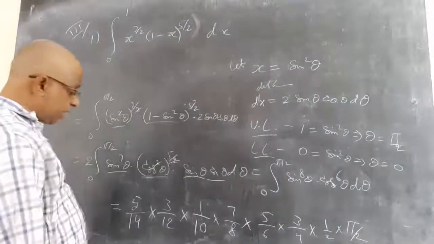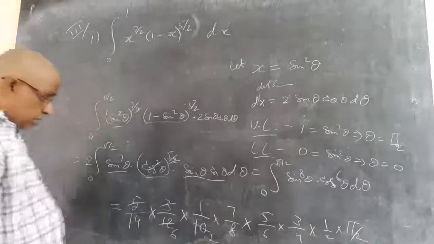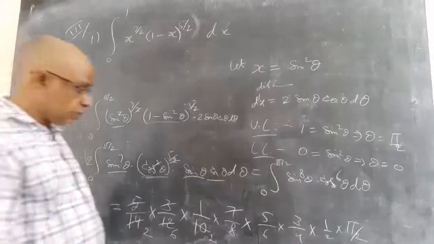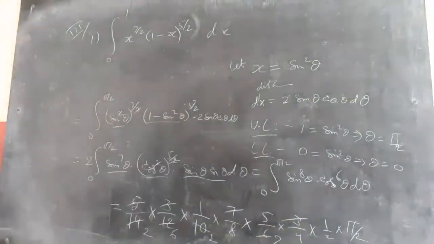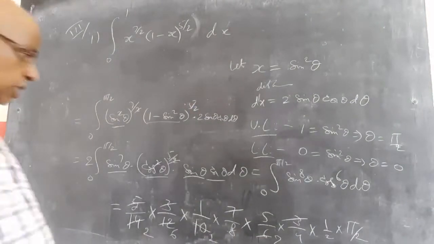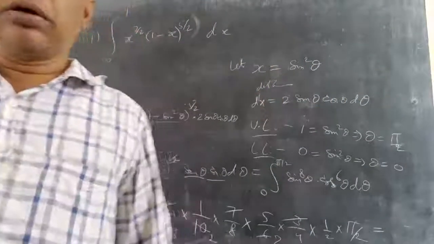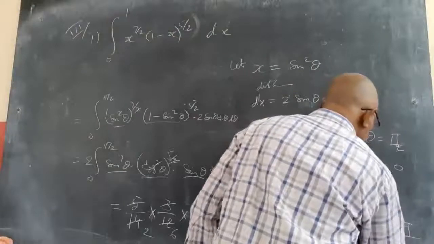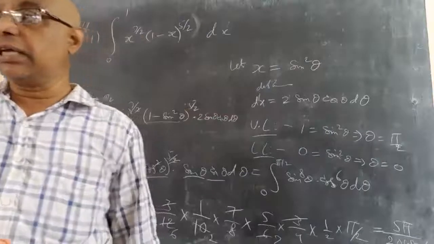If anything gets simplified, you can do that. So 3 6 are 12, 5 2 are 10. Any more simplification? 7 2 are 14, 7 2 are 14, 3 2 are 6, 3 2 are 6. If any more simplification, you do that. Otherwise, final answer you can write. So 5 5 by 2048. 5 5 by 2048 is the final result.